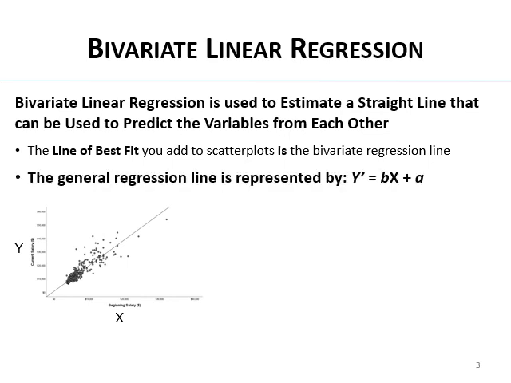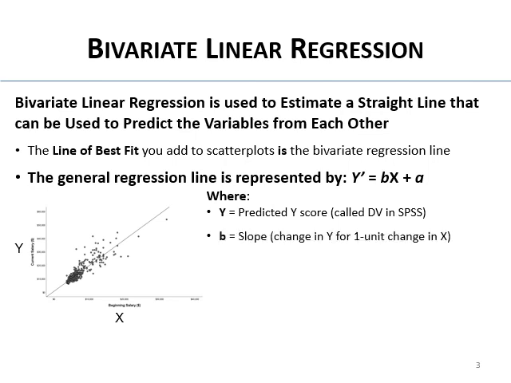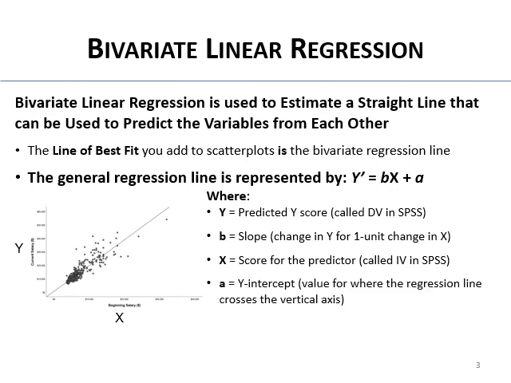So that line can be represented by this equation, y prime equals bx plus a, where y is the predicted score. Okay, it's called the DV in SPSS. The thing you're trying to predict is y. B is the slope. That's the change in y for a 1-unit change in x. So it's the rise over run from back in the day. X is the score for the predictor variable, so it's the IV in SPSS. That's the one you're using to predict y, so the X variable and the Y variable.